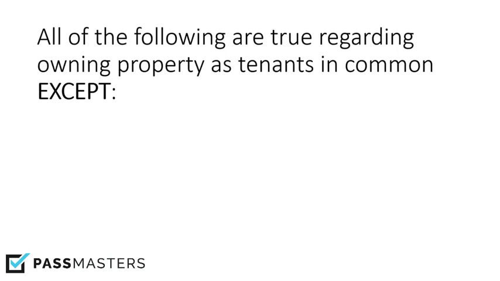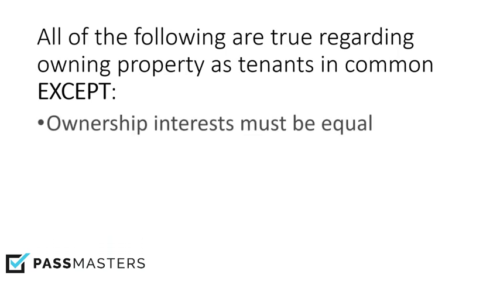All of the following are true regarding owning property as tenants in common, except. All right, so first off, remember tenants in common is a type of co-ownership, and co-ownership exists whenever there are two or more people involved in owning the same property. All of the following are true except, so we should have three true statements about tenants in common ownership and one false, the false one being the correct answer.